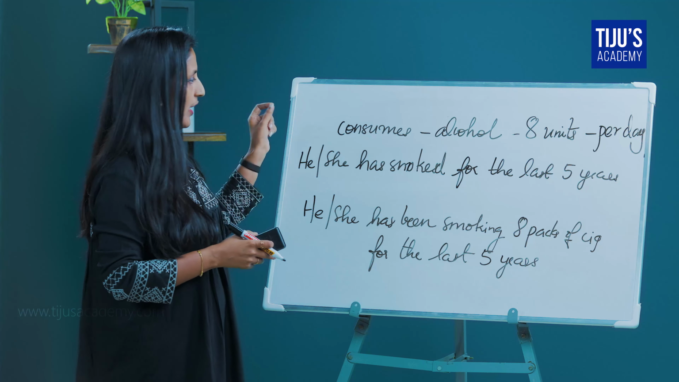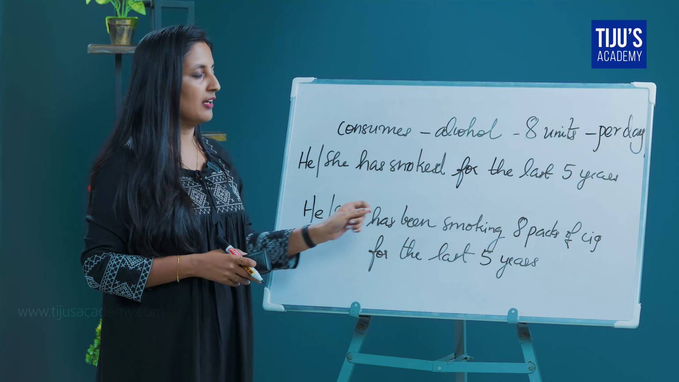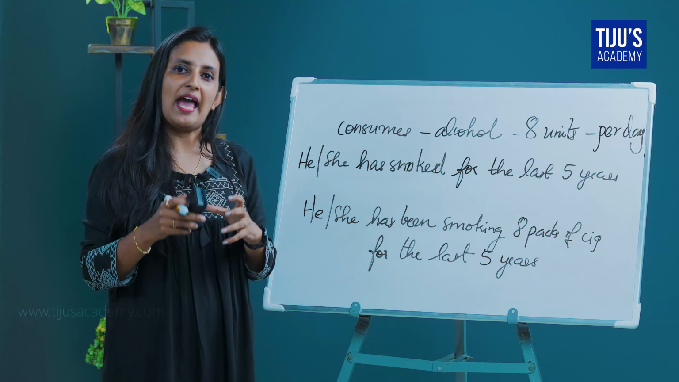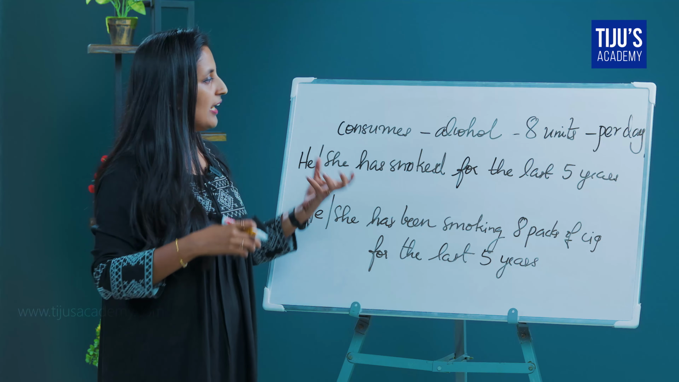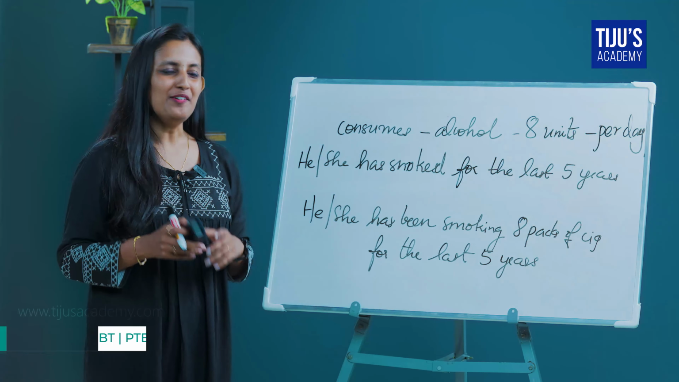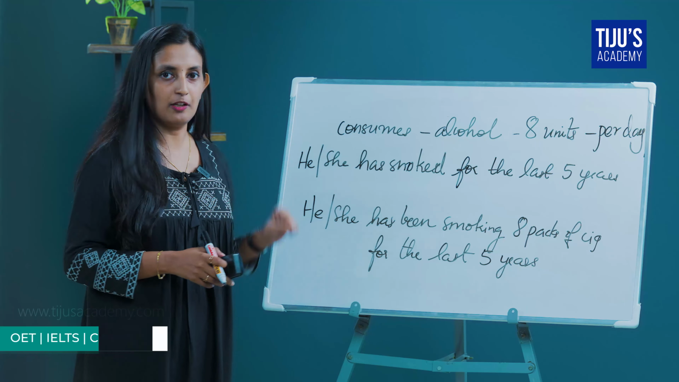Now let's construct the very first example. He or she consumes 8 units of alcohol per day. He or she consumes 8 units of alcohol per day. Here only the quantity information is given in our case note. Now look at the third statement. How can we change this particular statement when it comes to the alcohol factor?